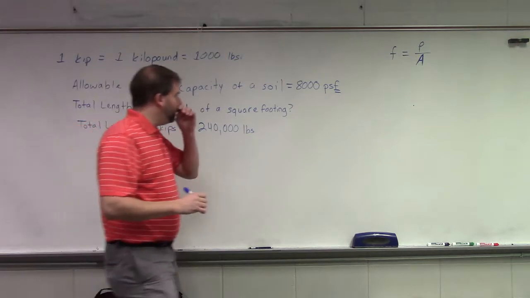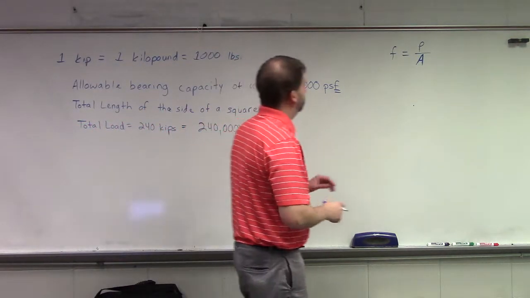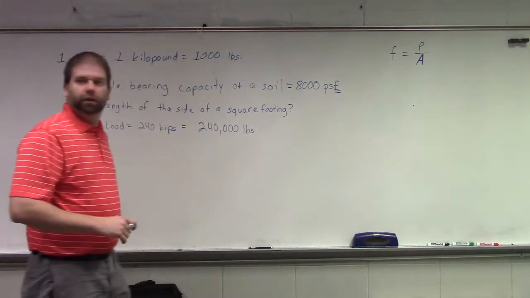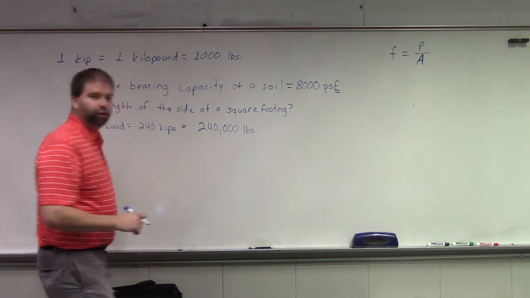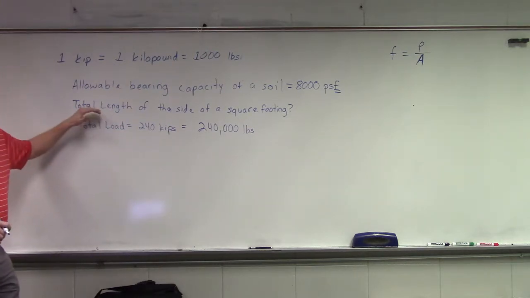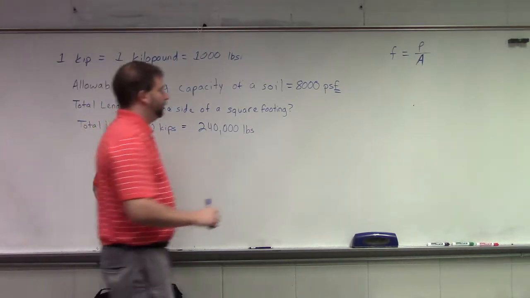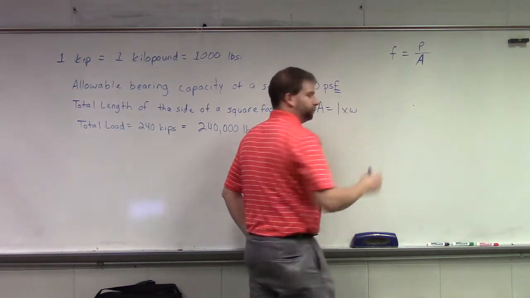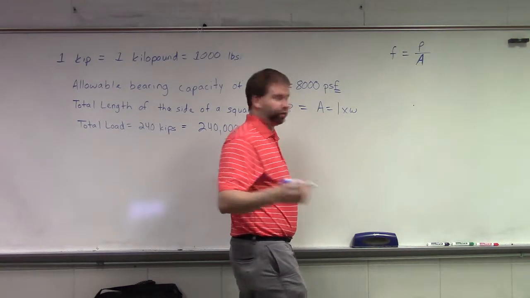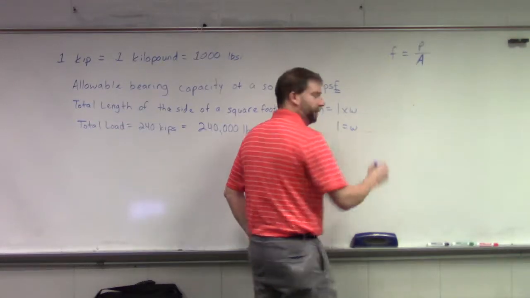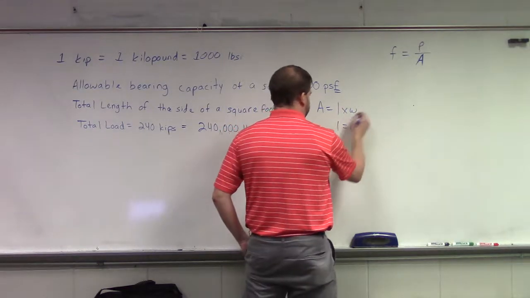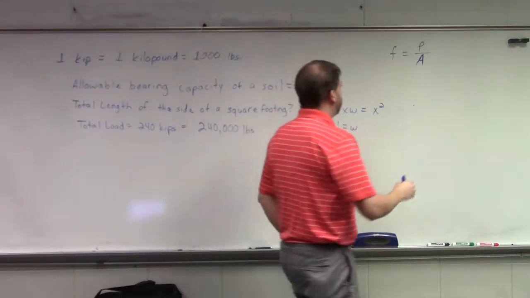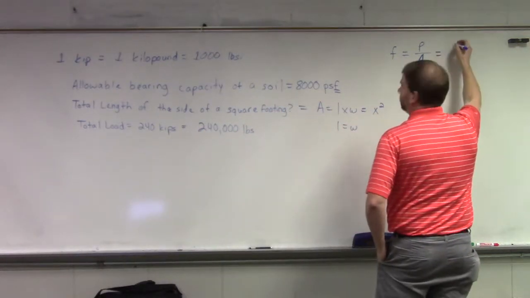Okay. What do we know about the area? That's what we're trying to figure out, okay? But we do know something about the area, right? It's a square. And since it's a square, we also know that L will equal W. So this will just equal some number x squared, okay? So we're getting close.